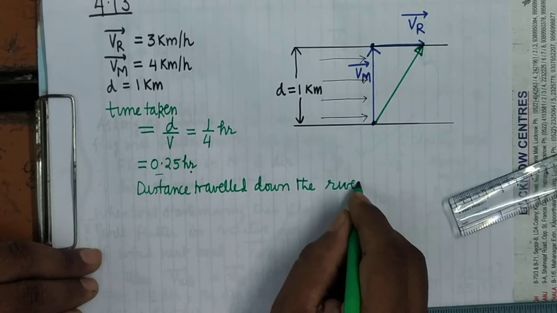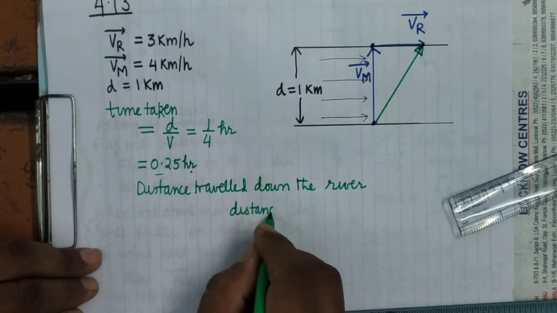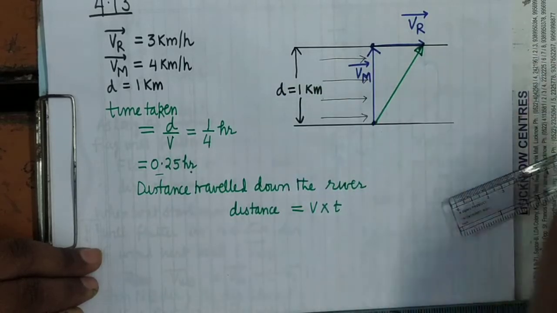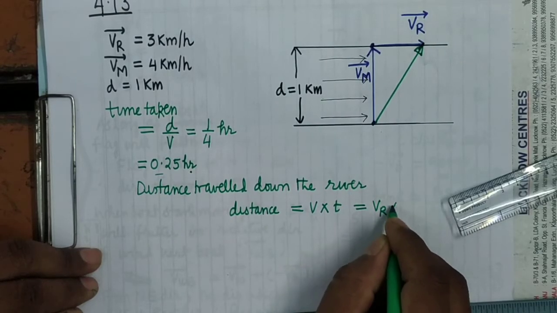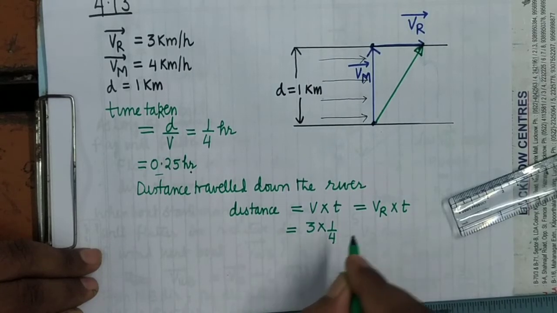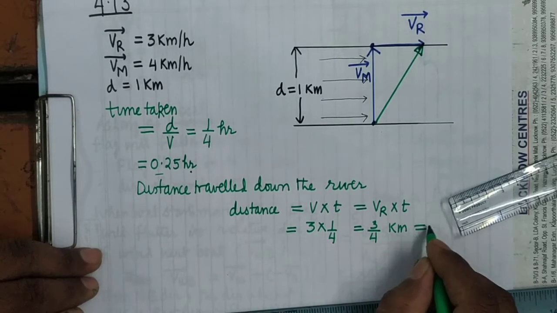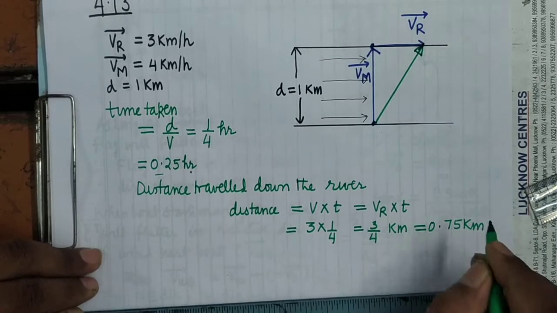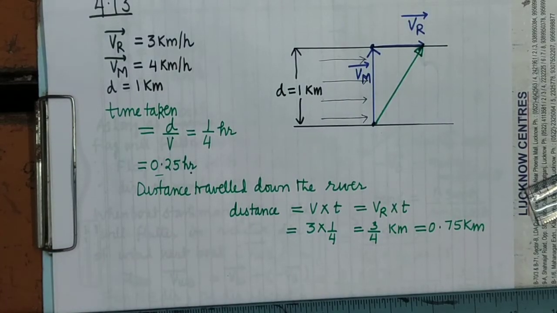So you can see here for how much distance it travelled. Distance equals velocity into time, but now we will take the velocity which is in the direction of flowing of river, that is VR into T. What is VR? It is 3. Time is 1 upon 4, that is equal to 3 by 4 kilometer. 3 by 4 kilometer means 0.75 kilometer. This much distance swimmer will travel down the river. It's clear.